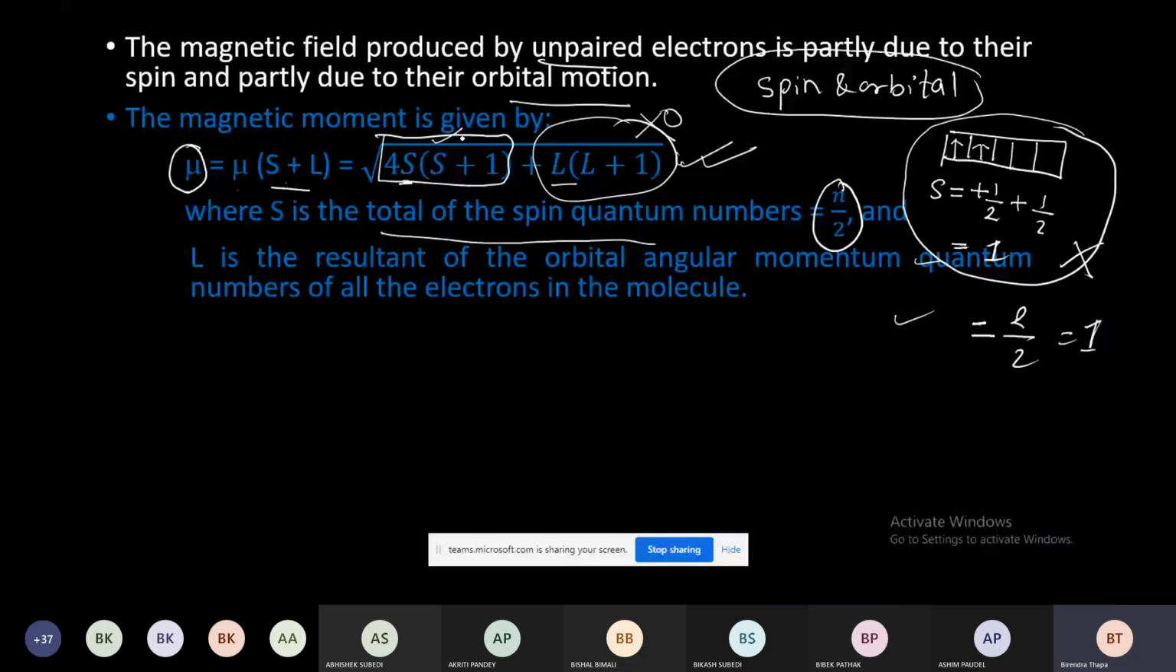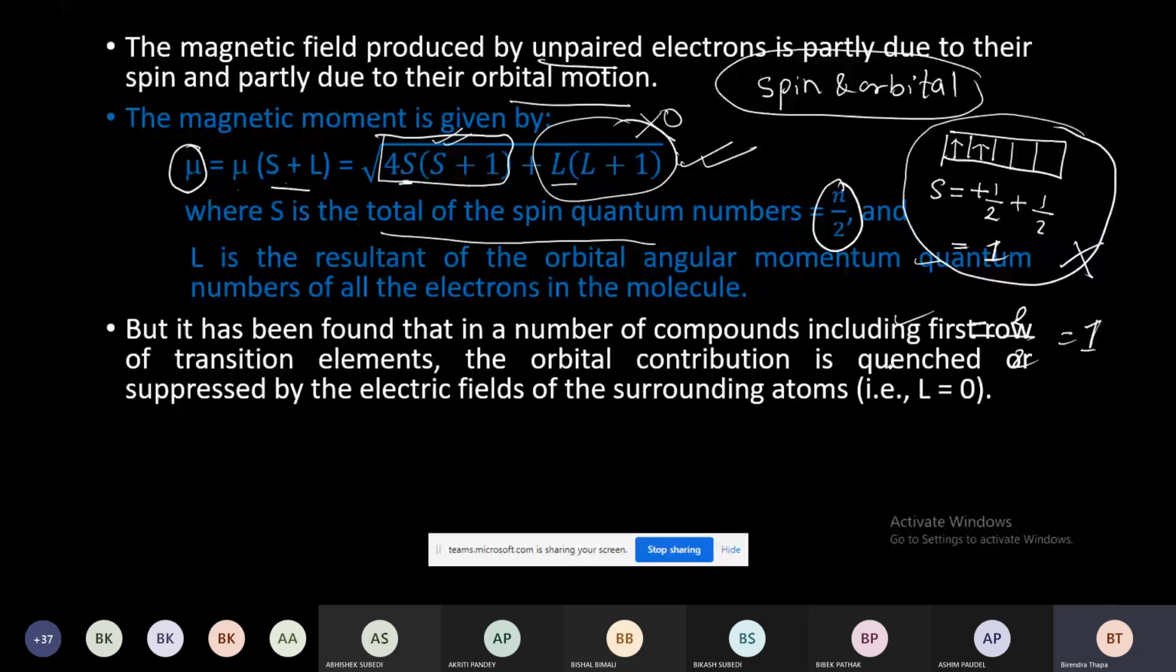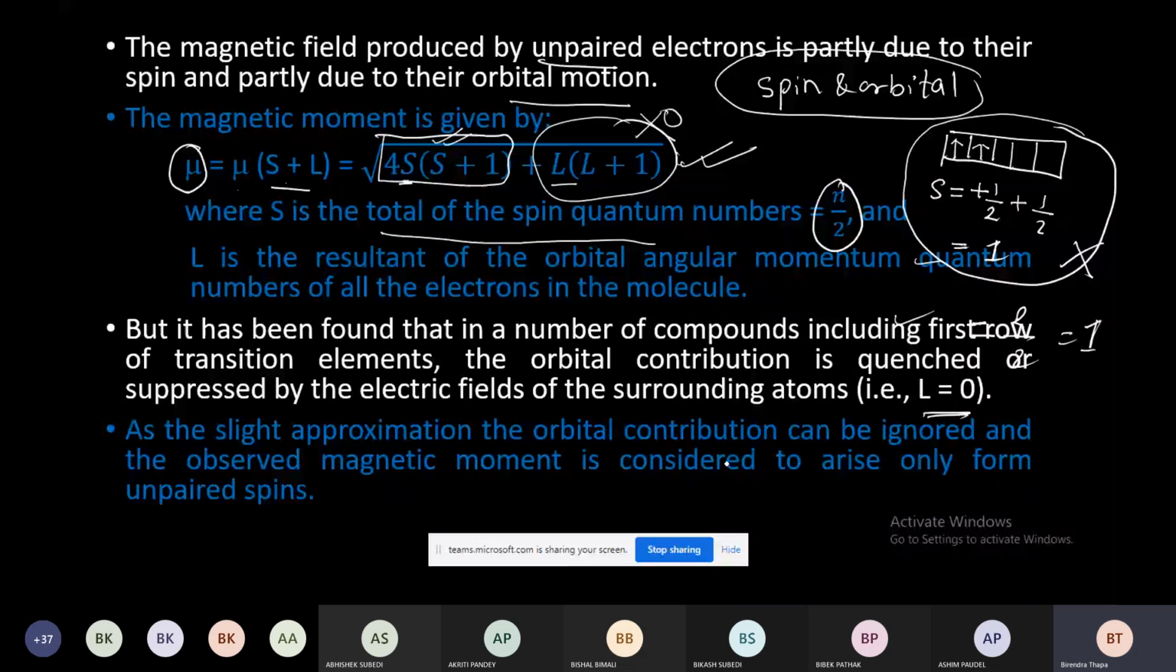But it has been found that in a number of compounds, including the first row of transition elements, the orbital contribution is quenched or suppressed by the electric fields of the surrounding atoms. That is, the value of L will be equal to 0. As a slight approximation, the orbital contribution can be ignored, since its value is approximately equal to 0. And the observed magnetic moment is considered to arise only from the unpaired spins or unpaired electrons.